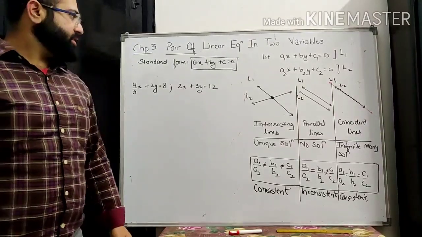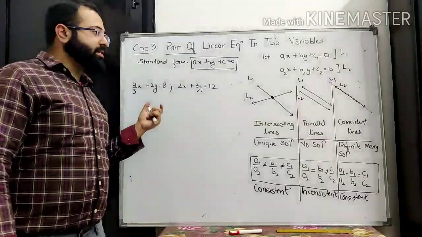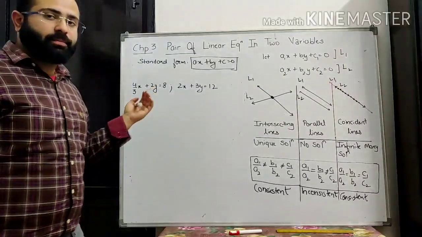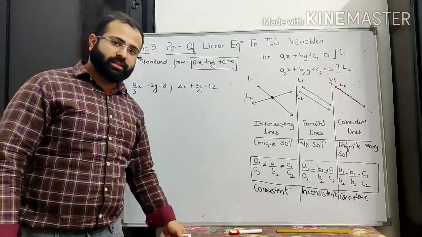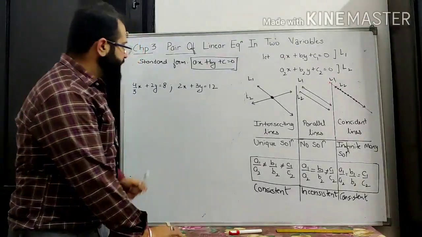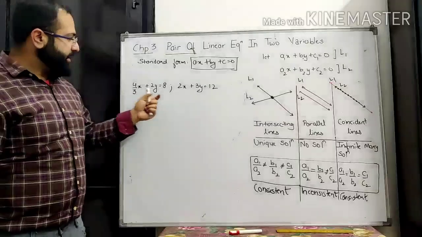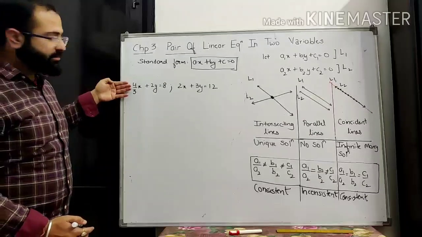So hello everyone, in this video we'll be again solving some more examples to get to know whether the given pair of linear equations is either intersecting lines or parallel lines or coincident lines. Okay. So in this question we again have two equations with us. So looking at the first equation, again we can see that we have a fraction.